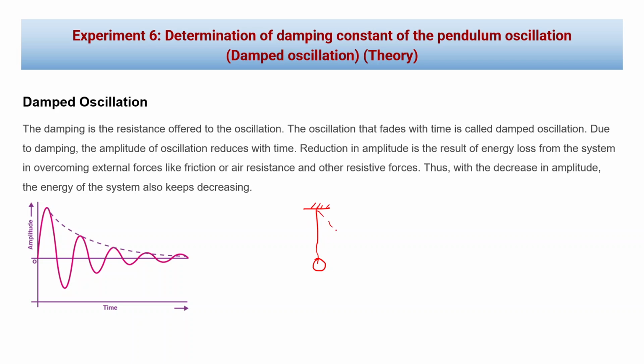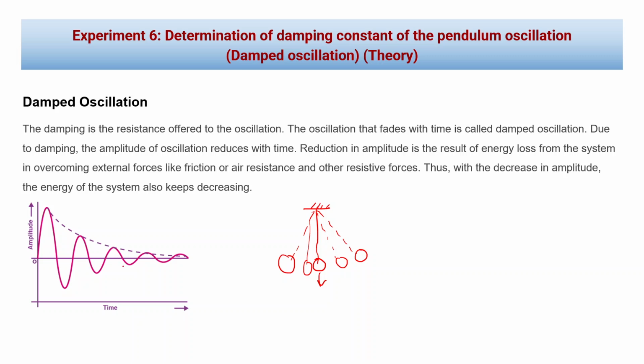I mean, if initially the amplitude was going up to this, then after some time maybe it's not going this high, it is just going up to this position, and then even less amplitude, and finally it comes to this position at the equilibrium and stops. Why does this happen? Because the energy of this motion, kinetic energy and potential energy, is converting, but also some energy is getting dispersed to overcome the air friction or the viscous force due to the air.